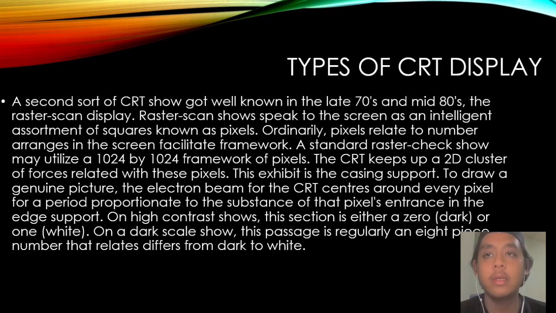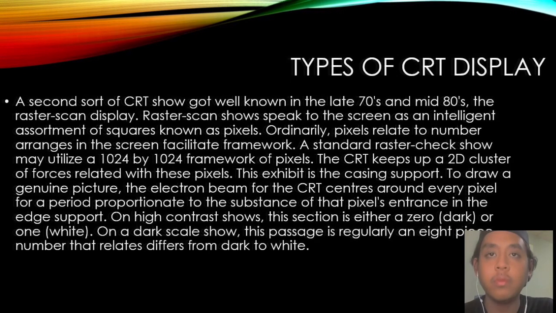The standard raster scan display may use a 1024 by 1024 grid of pixels. The CRT keeps a 2D array of intensities related with these pixels. The array is the frame buffer. To draw a genuine picture, the electron beam of the CRT focuses on every pixel for a period proportionate to the content of that pixel in the frame buffer.